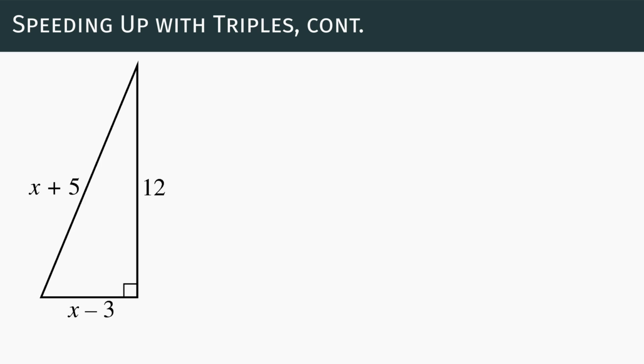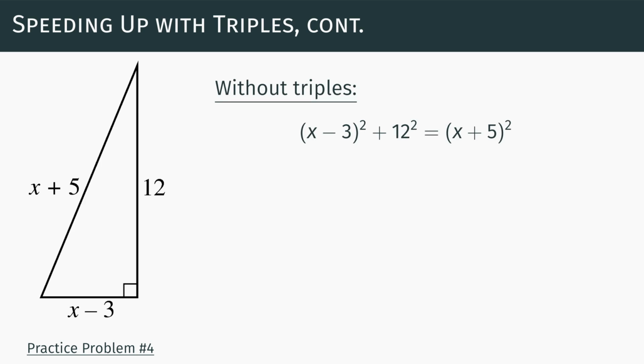Say that we're trying to figure out what the value of x is for this right triangle. And now if you've already done the practice problems, you'll notice that this is practice problem number 4 that we're looking at, trying to solve for this value of x. So we look at this and we go, okay, x minus 3 is one of our legs, 12 is the other leg, and the hypotenuse, that's got to be x plus 5 because it's opposite that right angle. So if we're going to set up with a squared plus b squared equals c squared, we plug everything into its place. We've got the quantity x minus 3 squared plus 12 squared equals x plus 5 squared.